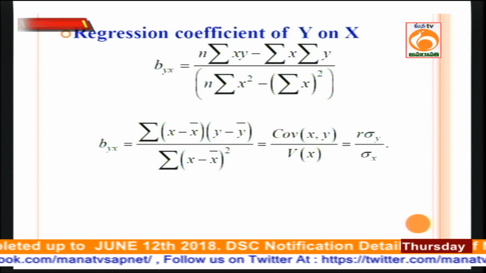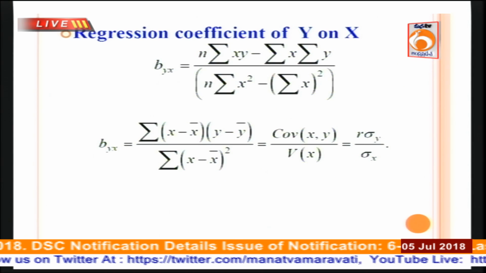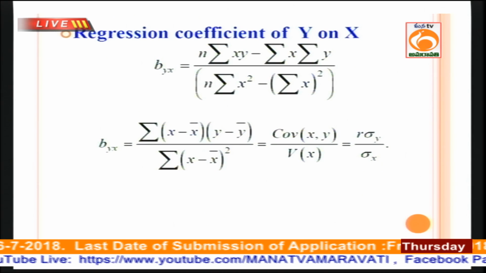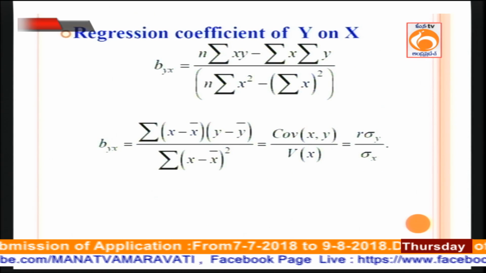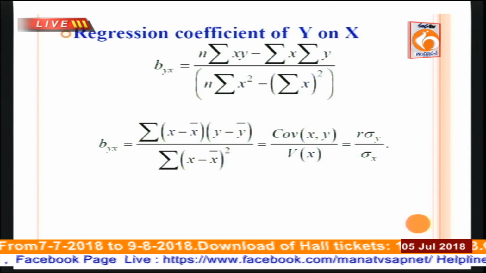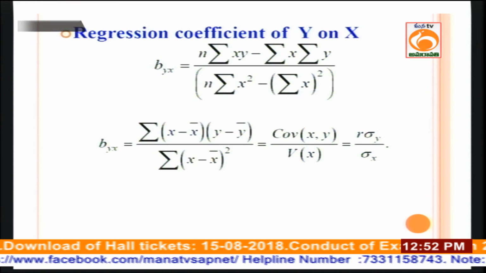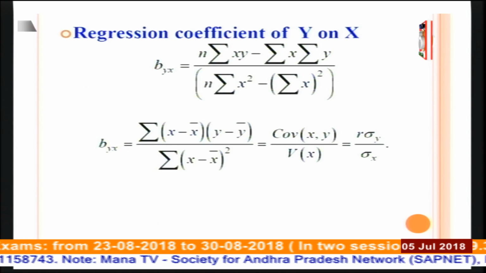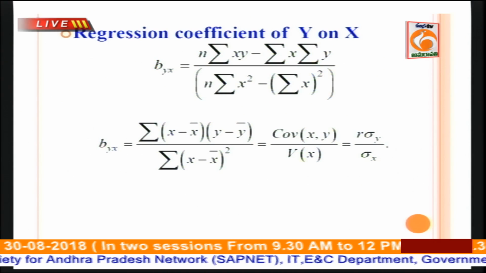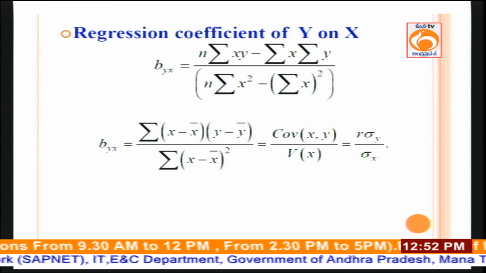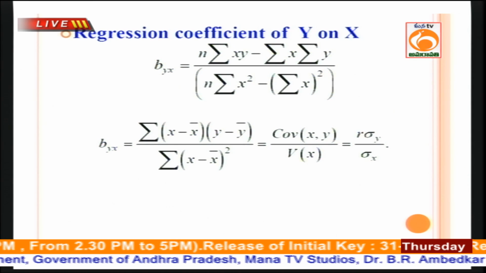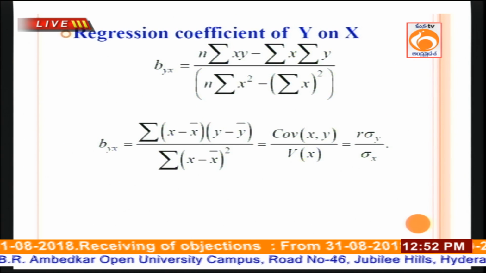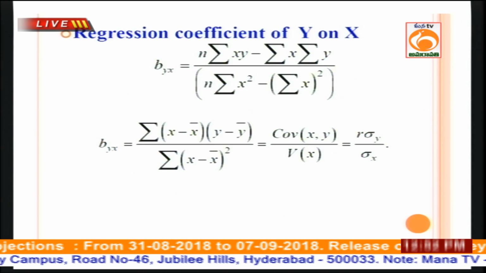The regression coefficient of y on x may be defined as summation x minus x bar into y minus y bar, the sum of products of deviations taken from the respective means, divided by the sum of squares of deviations taken from the mean. The ratio of this is called the regression coefficient of y on x. It may also be defined as covariance of x comma y by variance of x. The covariance of x comma y in terms of correlation is r sigma x sigma y, divided by sigma x square. By cancellation, finally we get r into sigma y by sigma x. This is the brief explanation of the regression coefficient of y on x.